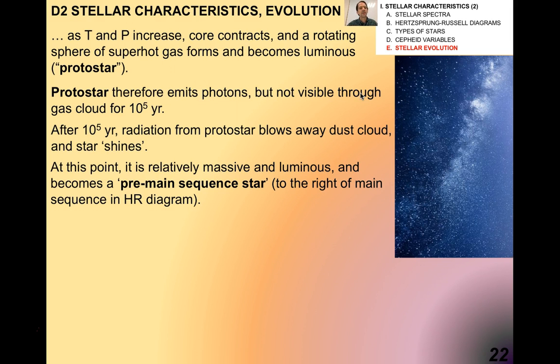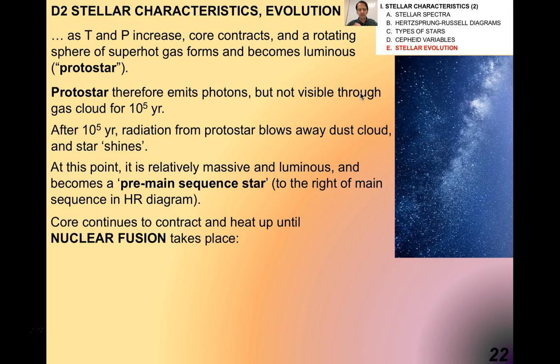Now, at this point, it's relatively massive and luminous and becomes what's called a pre-main sequence star. Remember how most stars, 90% or so of all the stars that we can detect, are on the main sequence, okay? This is before it gets to the main sequence, okay? So it's going to be to the right of the main sequence in the HR diagram. And I'll show you a diagram in just a minute to show that with arrows.